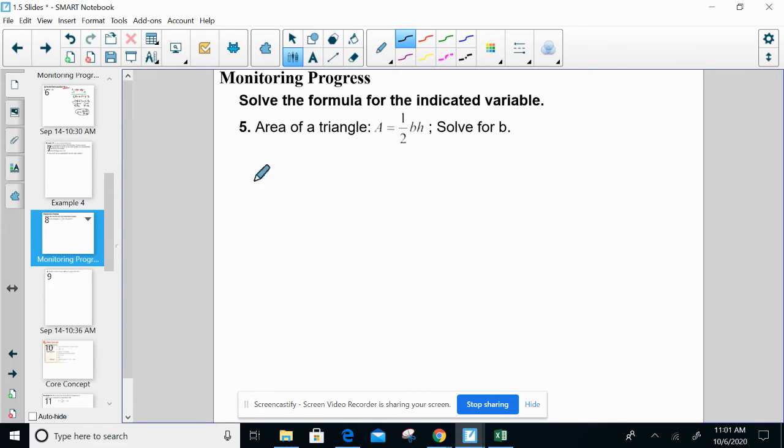So here's what I mean. We want to solve for b. So it says area equals 1/2 base times height.